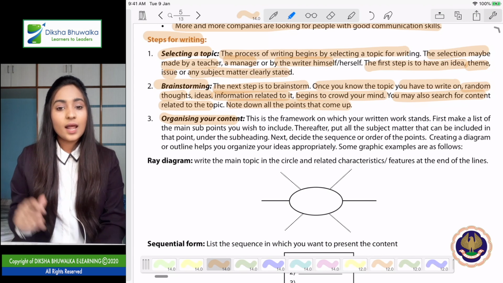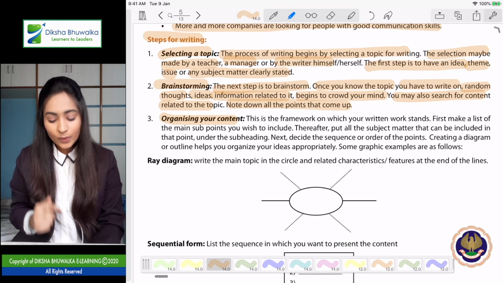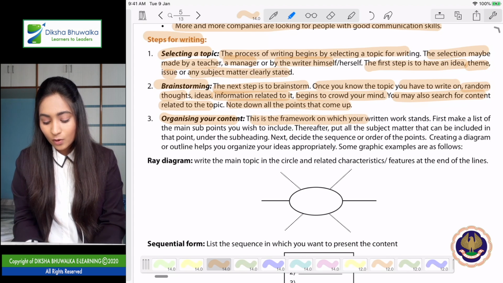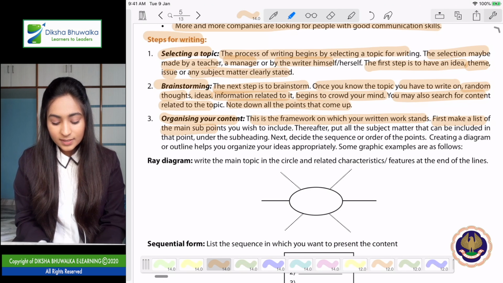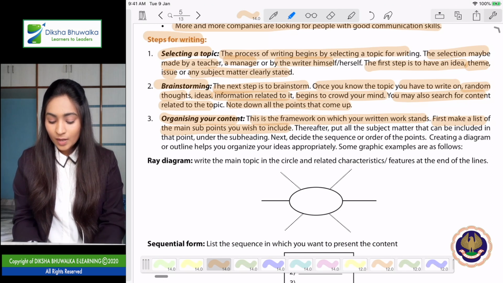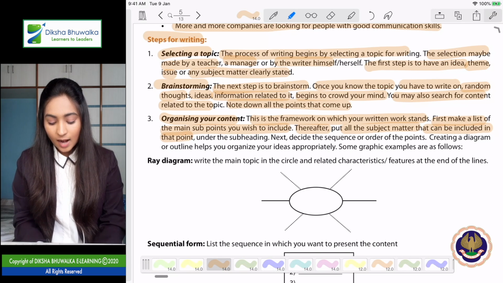Organizing your content. Now, after you have jotted down all the points, you have to organize your content. Now, how will you do that? This is the framework on which your written work stands. First, make a list of the main subpoints you wish to include. Thereafter, put all the subject matter that can be included in that point under the subheading.